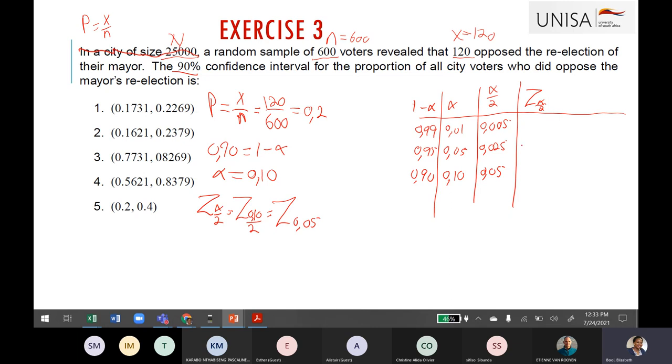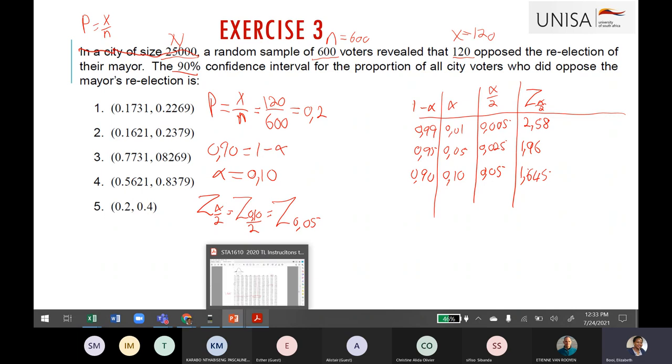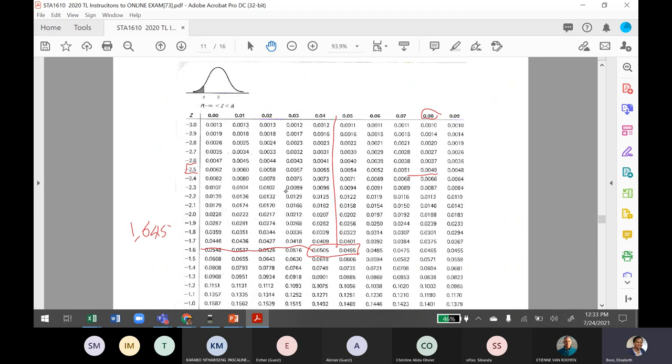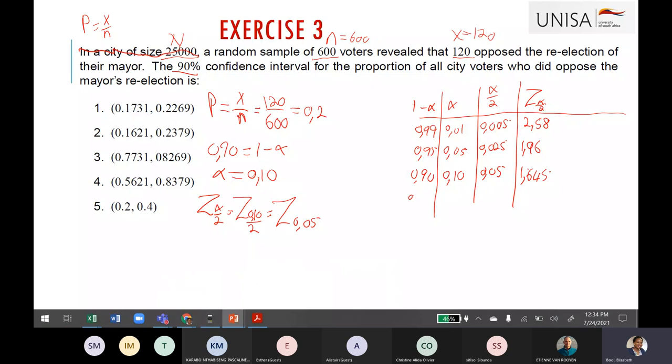And if we're looking for Z alpha divided by 2, what did we find? For this one it is 1.96 and this is 2.58. And for a 90 it is 1.645. I am missing one of them. I think it's the 98. So let's look at this one: 0.98, it's 0.02, which will be 0.01, and the critical value will be 2.33. So that is the other one.